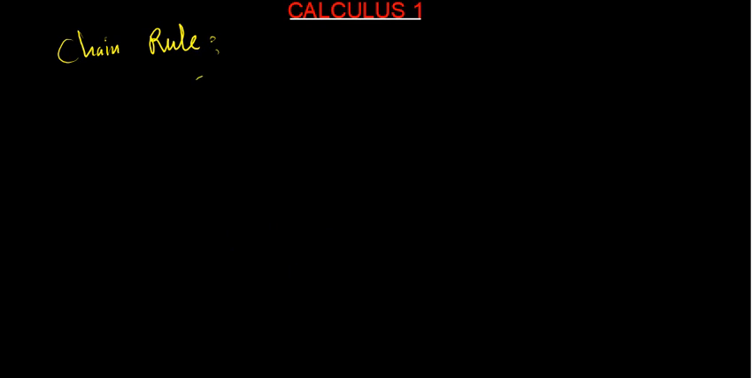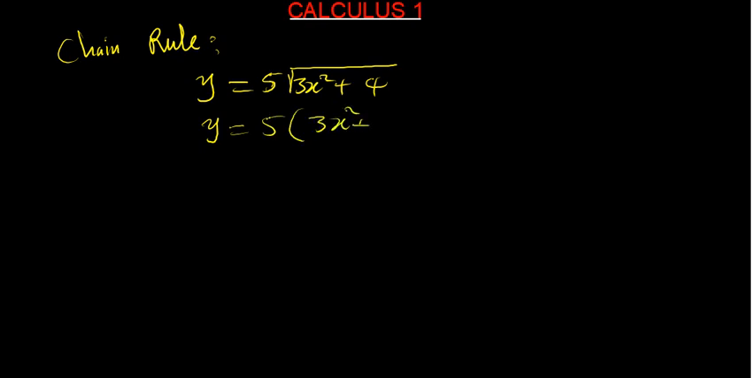So if you've been given y is equal to 5 root, let's say 3x squared plus 4. So we want to differentiate such an equation. So now what you do is, you make sure that you do away with this root. And you know that root is the same as to the power half, isn't it? So what we have here is y is equal to 5 times 3x squared plus 4 to the power 1 over 2. Okay?